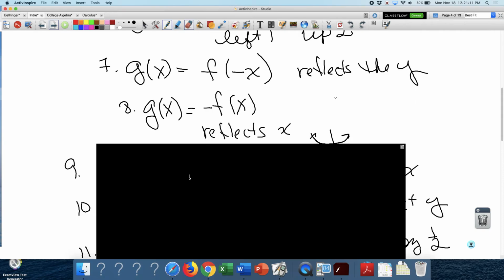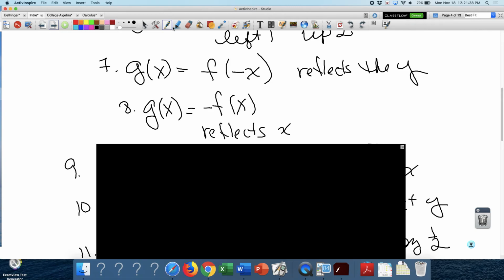So if it's just a variable, if it's just an x, you just do reflection. If it's a negative out front, a negative A, it reflects the X. There was no number here, so the height stayed the same. So if there is a number there, then we would have a vertical stretch by 2 or a vertical shrink by 1/3 or whatever it happened to be.